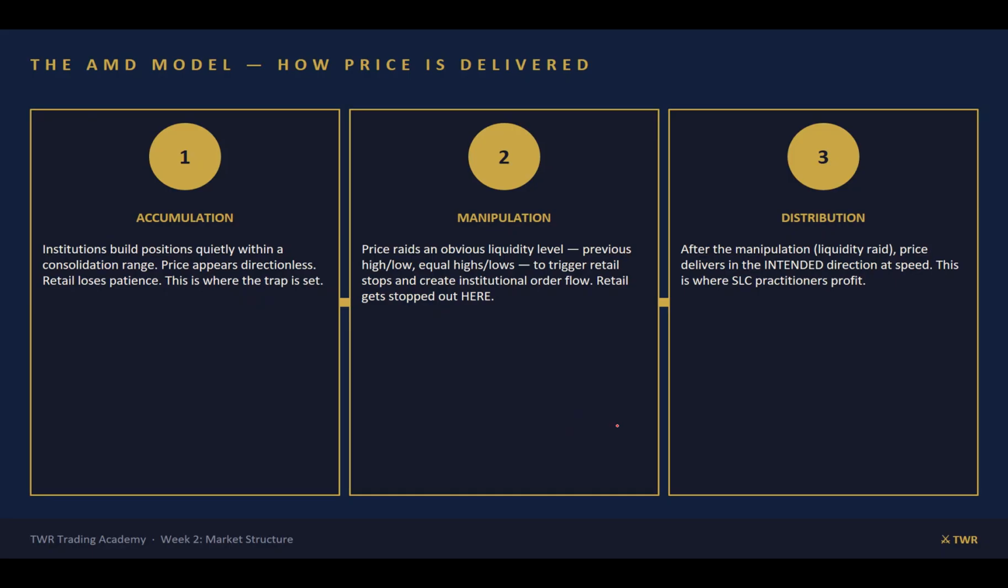Number one, you'll find that we have the accumulation stage. Accumulation is where institutions build positions quietly within a consolidation range, and price appears to range with no direction. So this is just when price is ranging. It's accumulating orders. Price appears to be directionless, and retail traders lose patience. This is where the trap is set. This is the accumulation point.